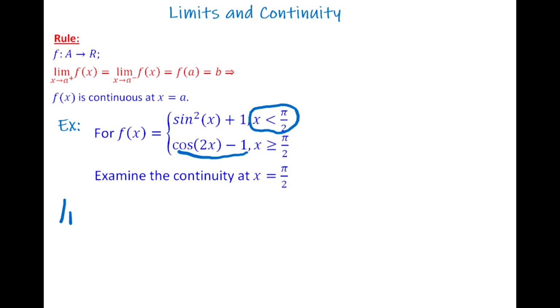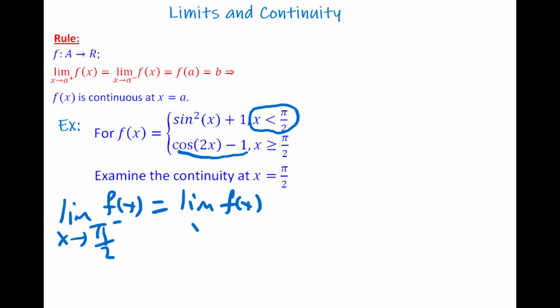So in this case, we need to find out when x goes to pi divided by 2, guys. From the left, the limit of f of x has to be equal to the limit of f of x when x goes to pi divided by 2 from the right also. Actually, when you approach it from the right, because of that equal symbol, this is going to be related to approaching from the right side. So that is going to be equal to f of pi divided by 2, guys.